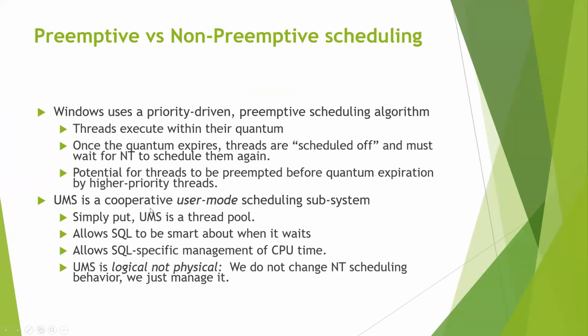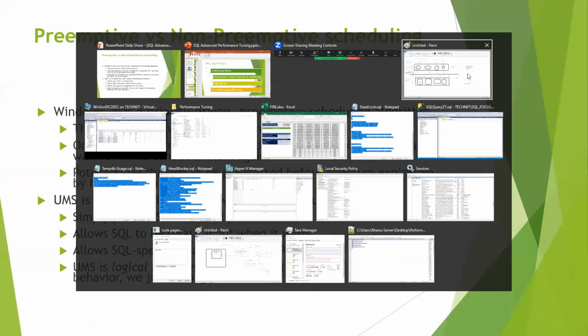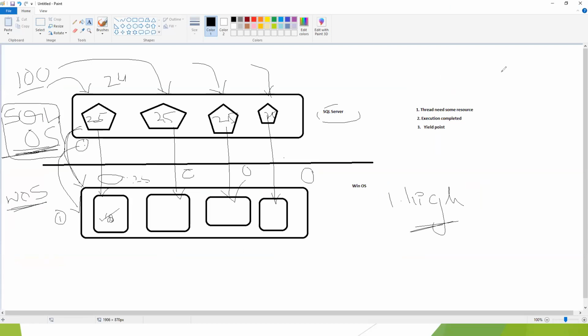So UMS is a cooperative user mode scheduler. I will tell you why we call it cooperative. Let's say the thread which is currently running on the CPU, on the Windows operating system, and there are a few threads in the SQL operating system. So how will the SQL operating system understand that the thread currently running on the CPU will come out of the CPU, right? Thread 1 is currently running. How does the SQL operating system understand that thread 1 is coming out of the CPU and that I have to schedule the next one?